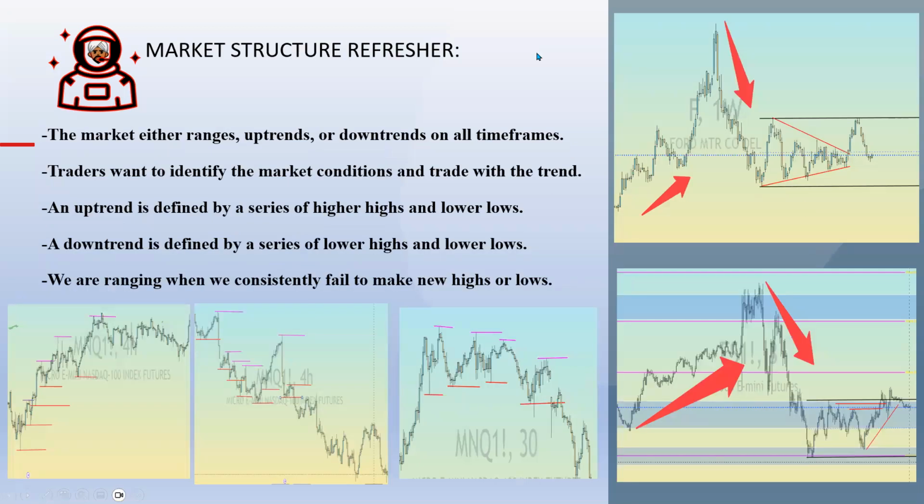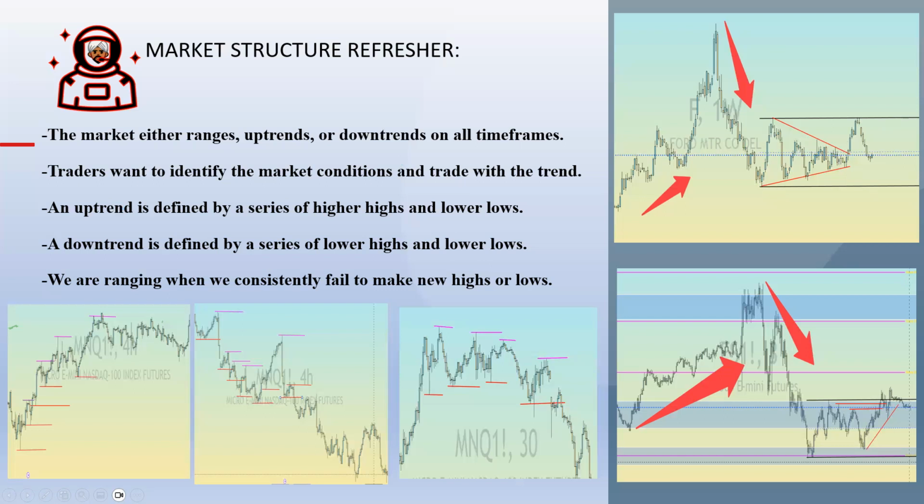So let's do a quick refresher here. The market either ranges, uptrends, or downtrends on all time frames, whether it be the 1 minute, 3 minute, 1 hour, 2 hour, 4 hour, weekly, all that stuff. Here on the right, we see a forward weekly in an uptrend, in a downtrend, and then ranging. So you can see all three market conditions in one. We consolidated here too, and we kind of broke out, but we just ended up staying in our range. So right now, it is ranging.